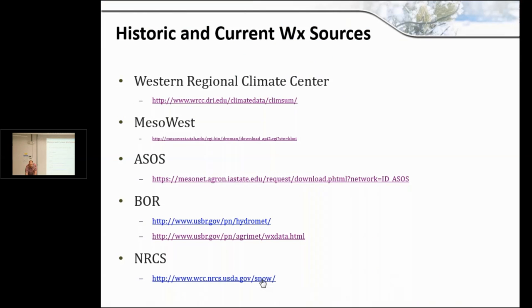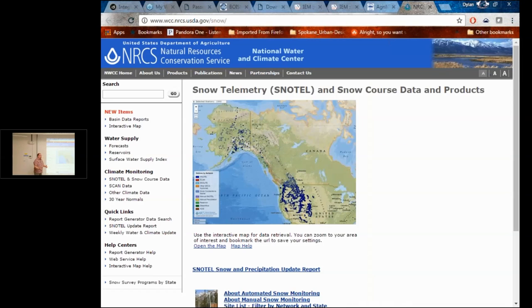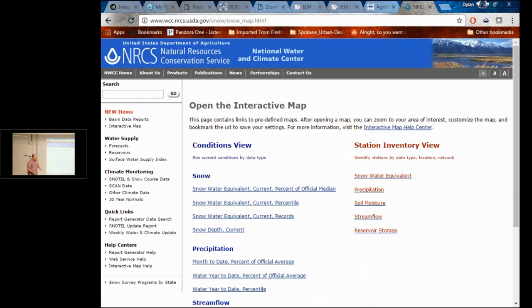All right, and because the last set does not deal with the mountain areas or the higher elevations, I wanted to show you this one, which is from the NRCS, the Natural Resources Conservation Service, part of the USDA. If you look in this picture, you saw all those blue dots, and every one of those is an observation point, and it contains all this information: snow, precipitation, soil moisture, temperatures, winds, stuff like that.